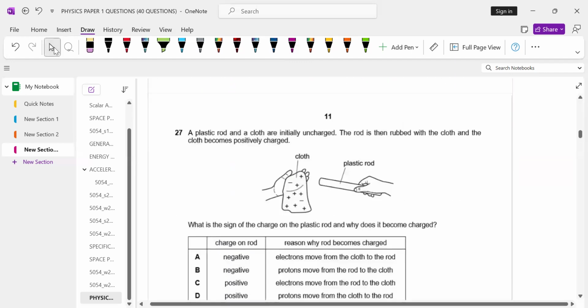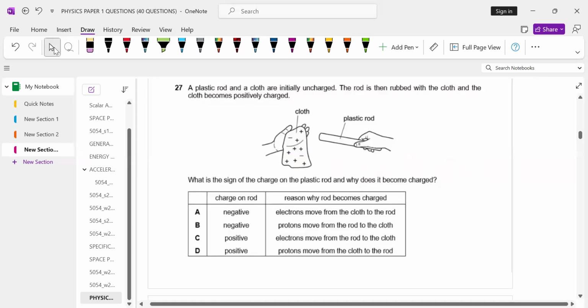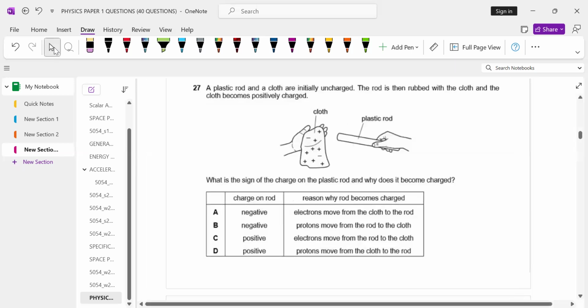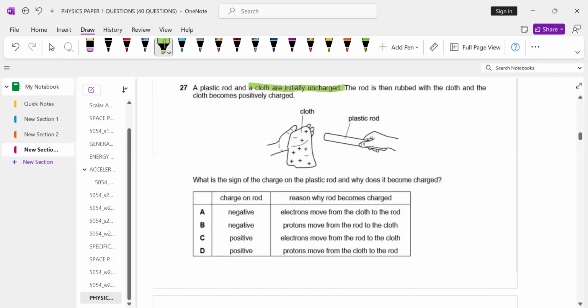Then question number 10. A plastic rod and a cloth are initially uncharged. They are uncharged, it is given in the question. The rod is then rubbed with the cloth and becomes positively charged. So the rod is rubbed and it becomes positively charged. The rod is then rubbed with the cloth and the cloth becomes positively charged. So the diagram is given here, and you can see that the cloth is positively charged.